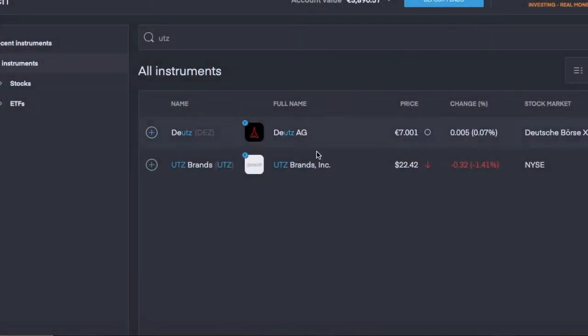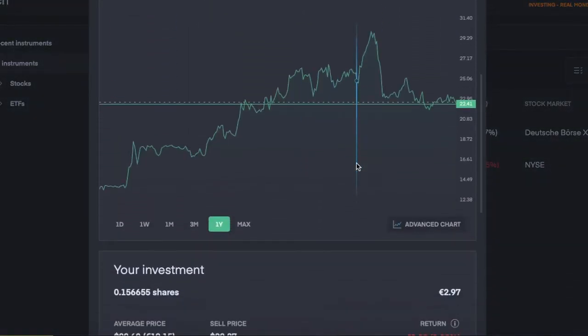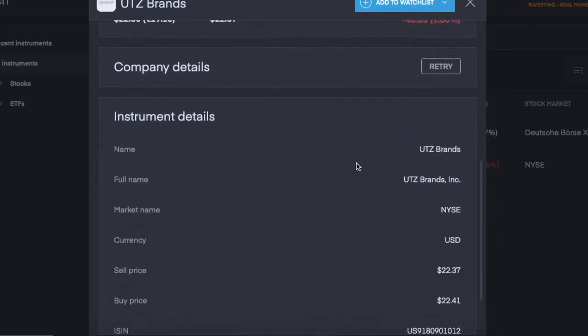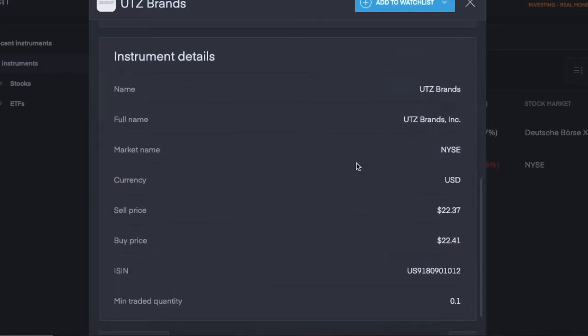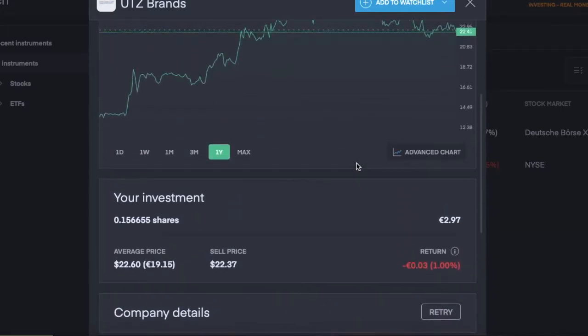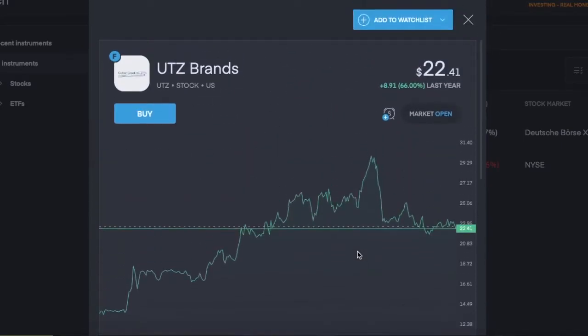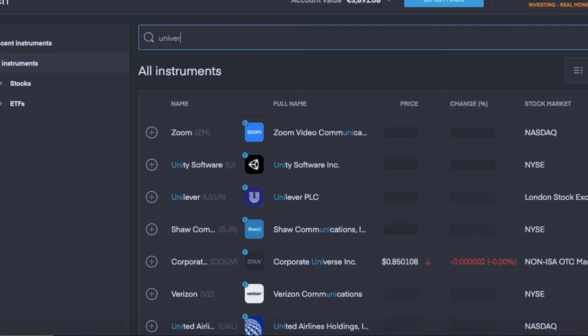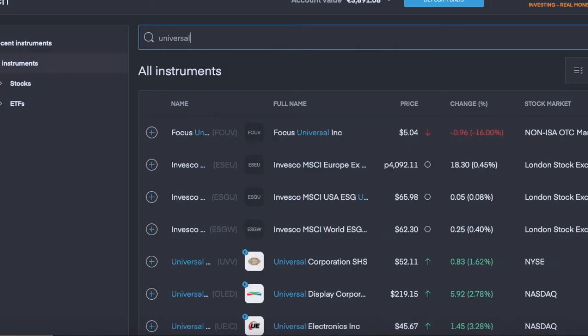And used it, €2 into UTZ Brands. So I brought my average down. And I put the other €2 into Universal Corporation. So between the two of them, one of them was up and one of them was down at the time. But the reason that I picked them is so that the U pie now has each stock in the pie with a minimum of €3 invested.